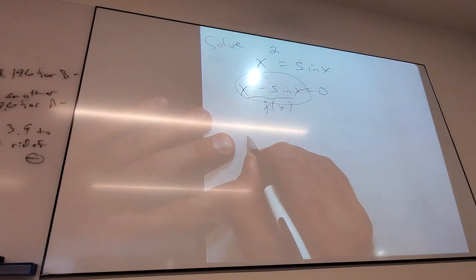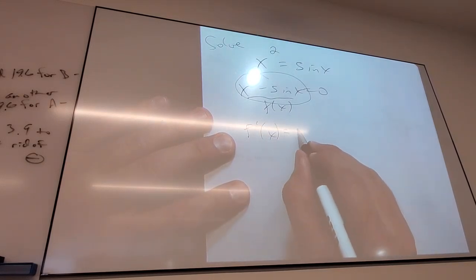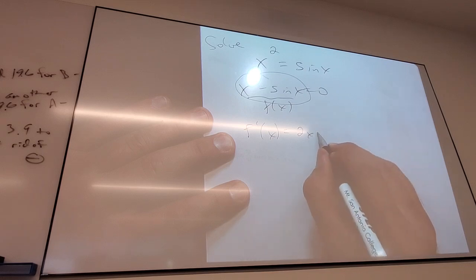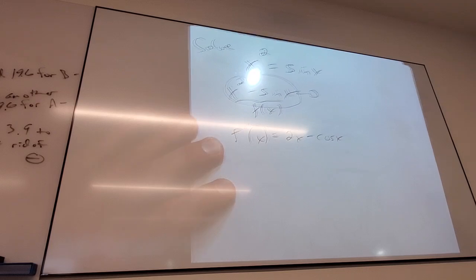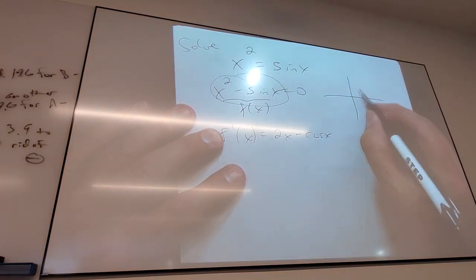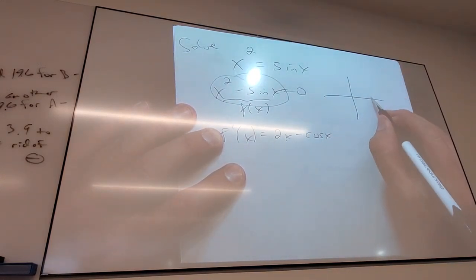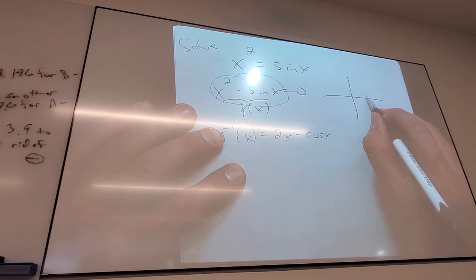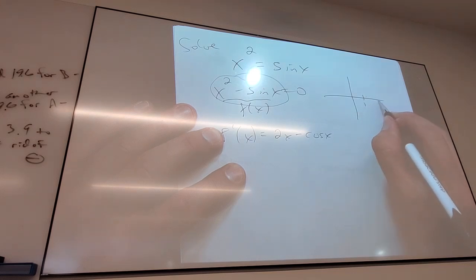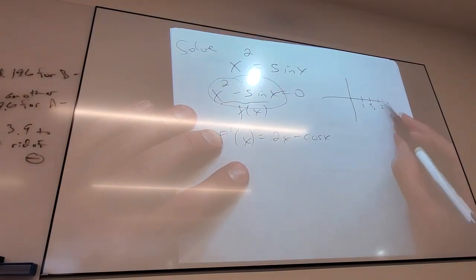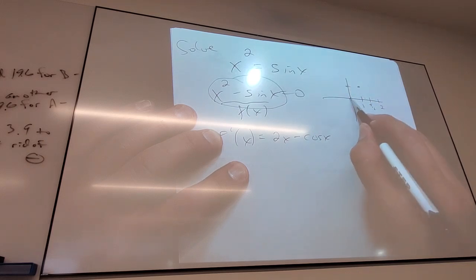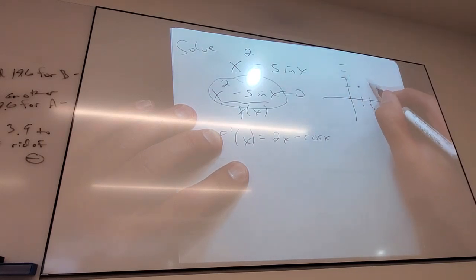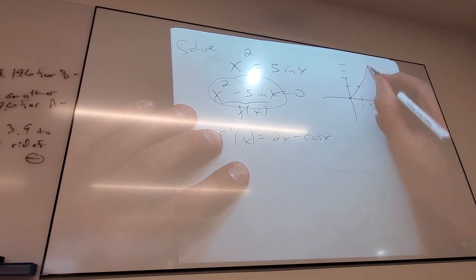So what is f prime? 2x. Now, if we draw a really rough sketch, let's see if you guys are cool with this. This is 1, and this is 2. Pi over 2 is right here, so about 1.57. Is that cool for x squared? So there's x squared, yes?